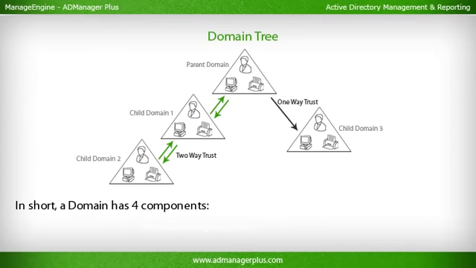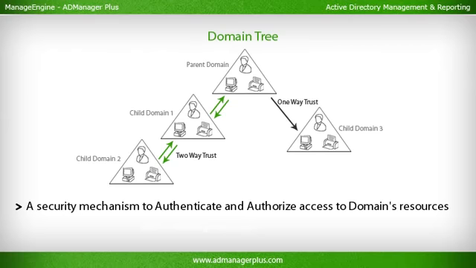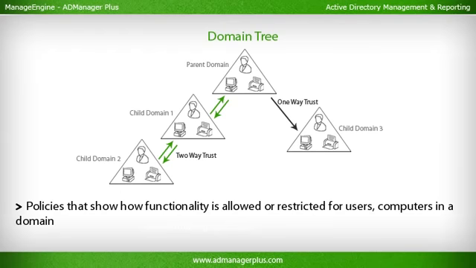In short, a domain has four components: a hierarchical structure of containers, objects, and unique domain name; a security mechanism to authenticate and authorize access to domain's resources; policies that show how functionality is allowed or restricted for users, computers in a domain.